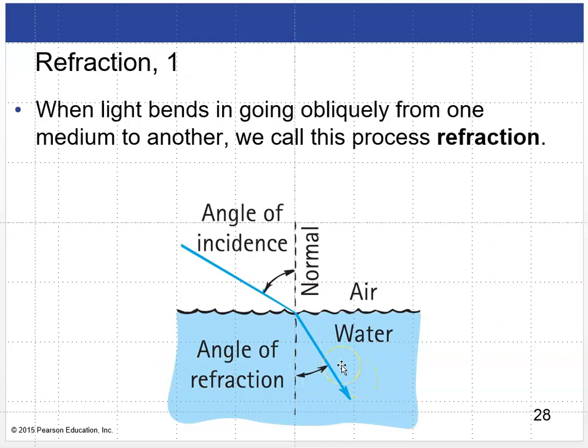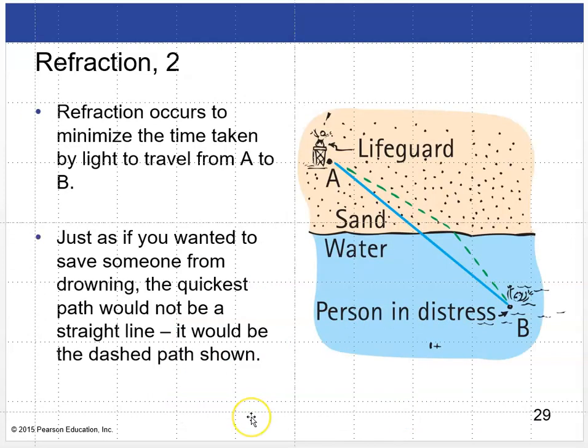Water is a denser material. Light slows down in dense materials. And therefore, it wants to spend less time in here. So in order to do that, it has to bend closer to the normal. We'll talk more about that later. Remember, light always wants to take the path of least time. So it always tries to follow a path that minimizes the time it takes to get from point A to point B.